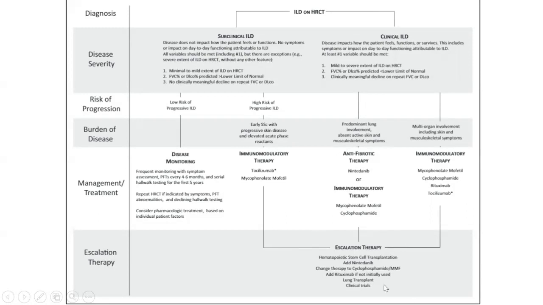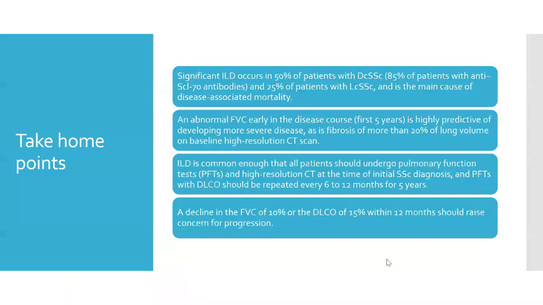So hematopoietic stem cell transplant in the right kind of patients, adding Ritux, changing cyclophosphamide to mycophenolate, and obviously lung transplant referral become important. So overall take-home points: ILD is important in scleroderma. 50% of your patients with diffuse scleroderma have ILD. 25% of your limited scleroderma patients have ILD. It is the main cause of disease-associated mortality in scleroderma patients.